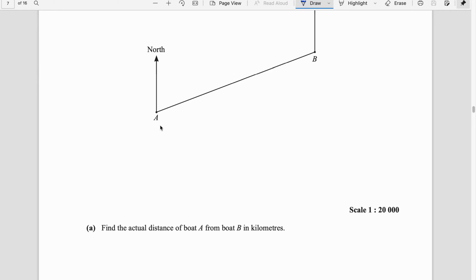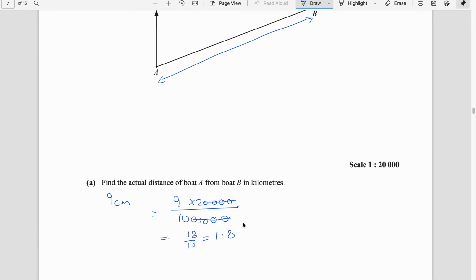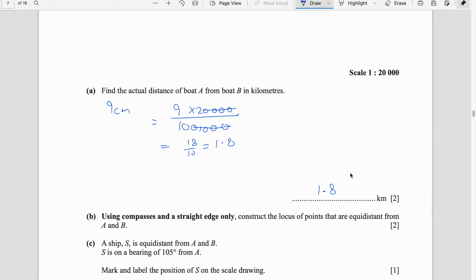Okay, now you have to measure this distance AB. For me, this is 9 centimeters, and then we can use our scale 1:20,000. So basically 9 times 20,000, and when you change it into kilometers, you divide it by 1 lakh. Simplify, we get rid of these 4 zeros and 4 zeros here. 9 2 times is 18. 18 by 10 is equal to 1.8 kilometers will be the actual distance.